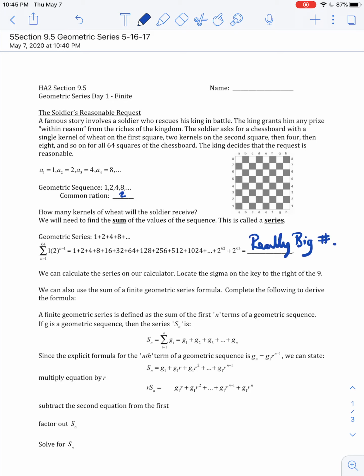So let's take a look real quick at where we get the formula for a geometric series. Okay, so this is just another formula.